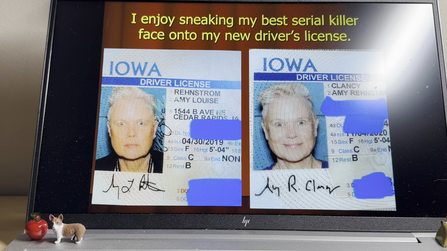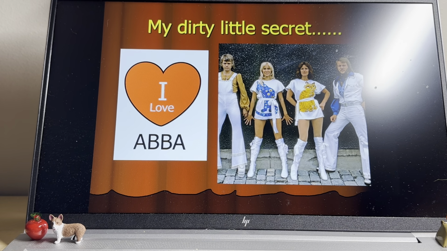One of the things I like to do too is try to make a serial killer pose when I have my driver's license picture taken. So sometimes I get busted by the DMV person. They tell me to stop that, quit that expression that you're doing. But here I've gotten away with it twice. I think it's a good serial killer look. Okay, crazy eyes.